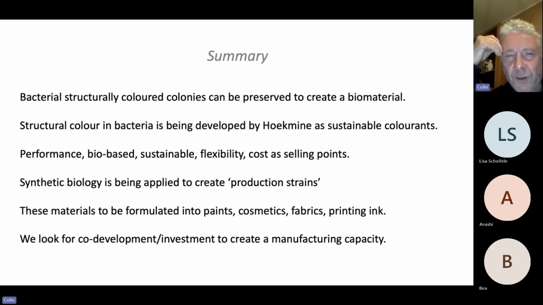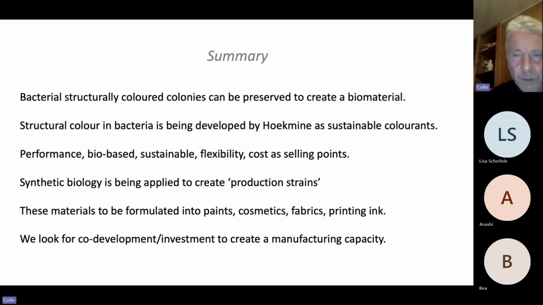Flexibility is an interesting one because you only have to change the distribution, the ordering of the bacteria a little bit, and it changes the color. So in principle, you can make any color from this. And also possibly if you can scale it, bacteria are not expensive per kilo, at least in a fermenter. So maybe you can even undercut conventional dyes. But again, a lot of this has to be proven.